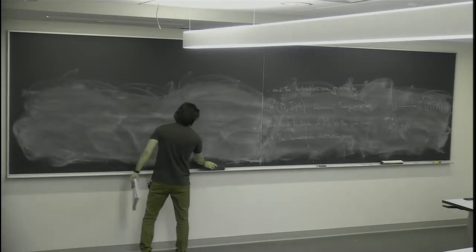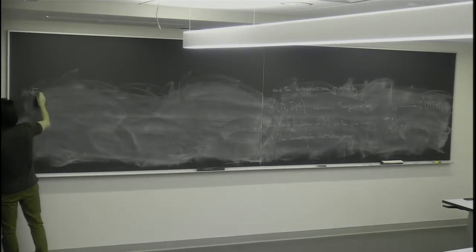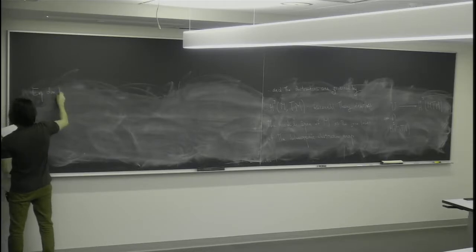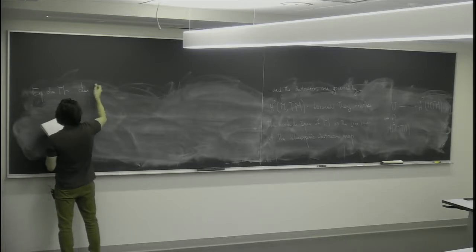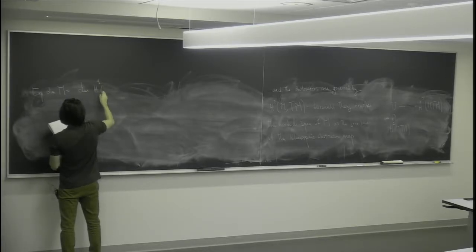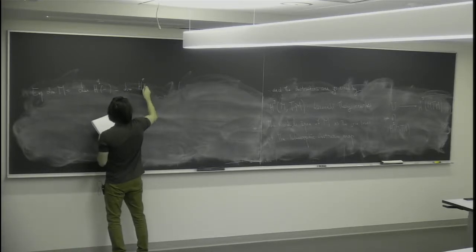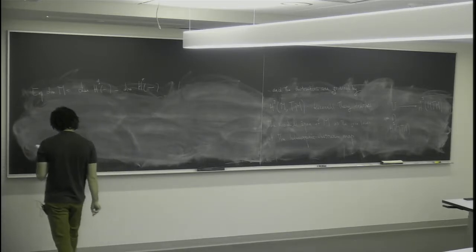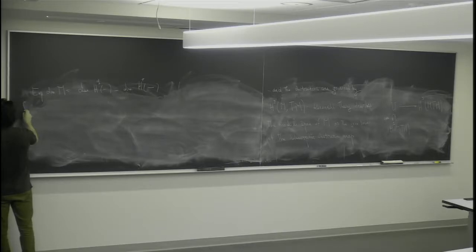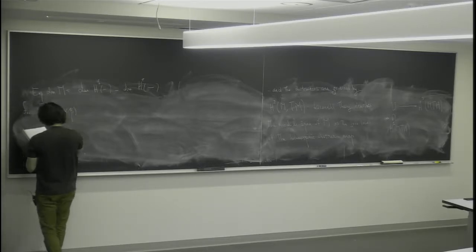Now, from this description, the expected dimension of M is just the dimension of H^1 minus the dimension of H^2 that I put over there. Now for M-bar_{g,n}(X,β), the reasoning would be similar.